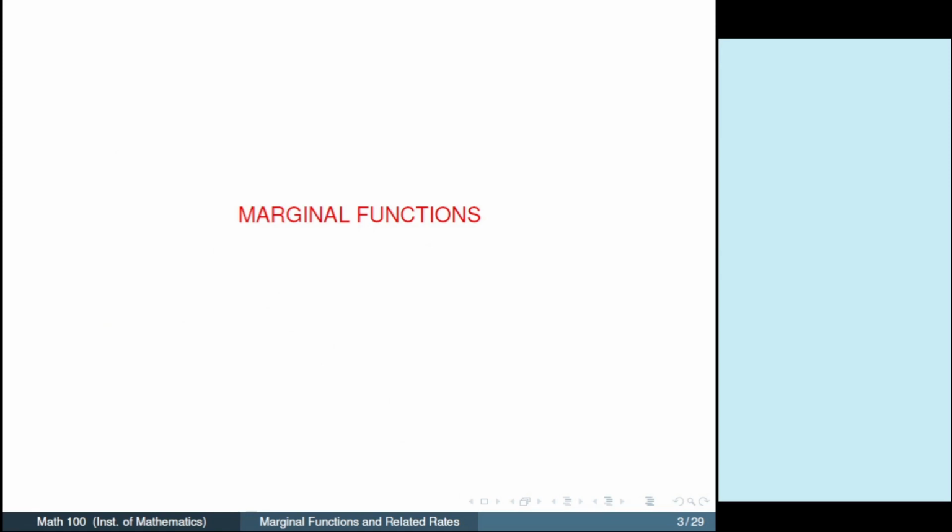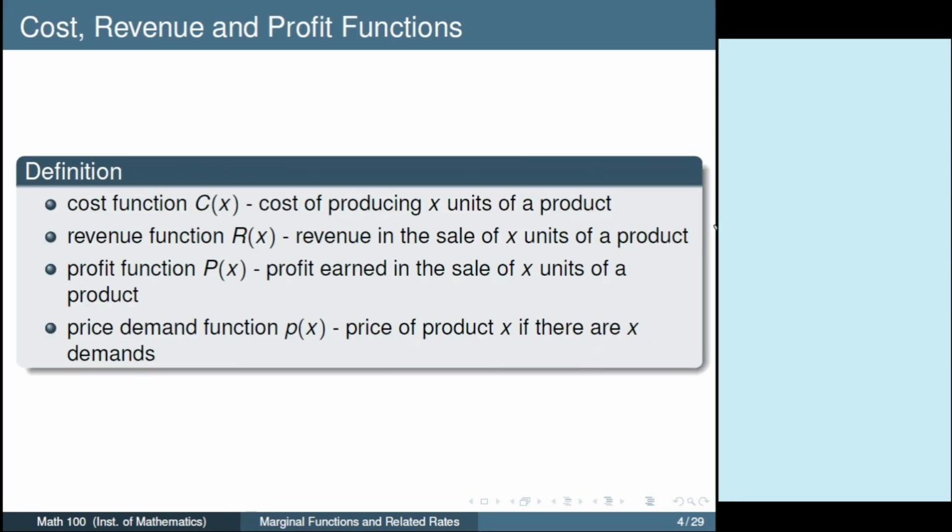Marginal functions will give us the rate of change of how a quantity increases or decreases. In particular, today we're going to discuss the rate of change of the following functions. We have the cost, revenue, profit, and price demand functions. So if you are a business or econ major, then this will be helpful for you in your analysis.